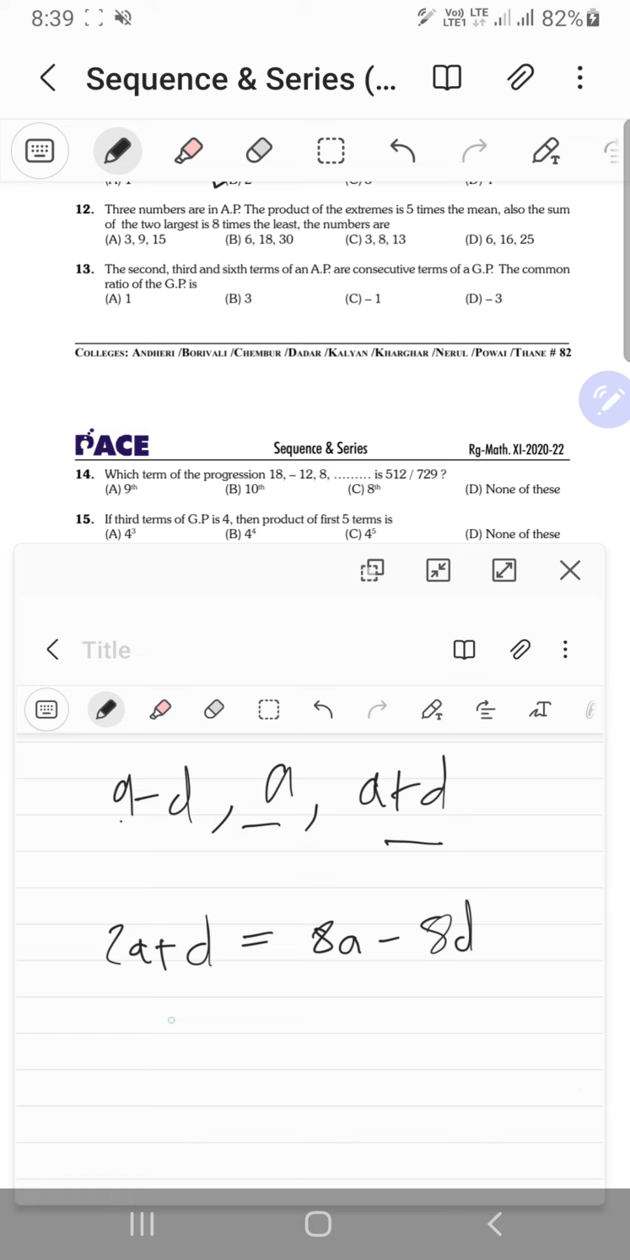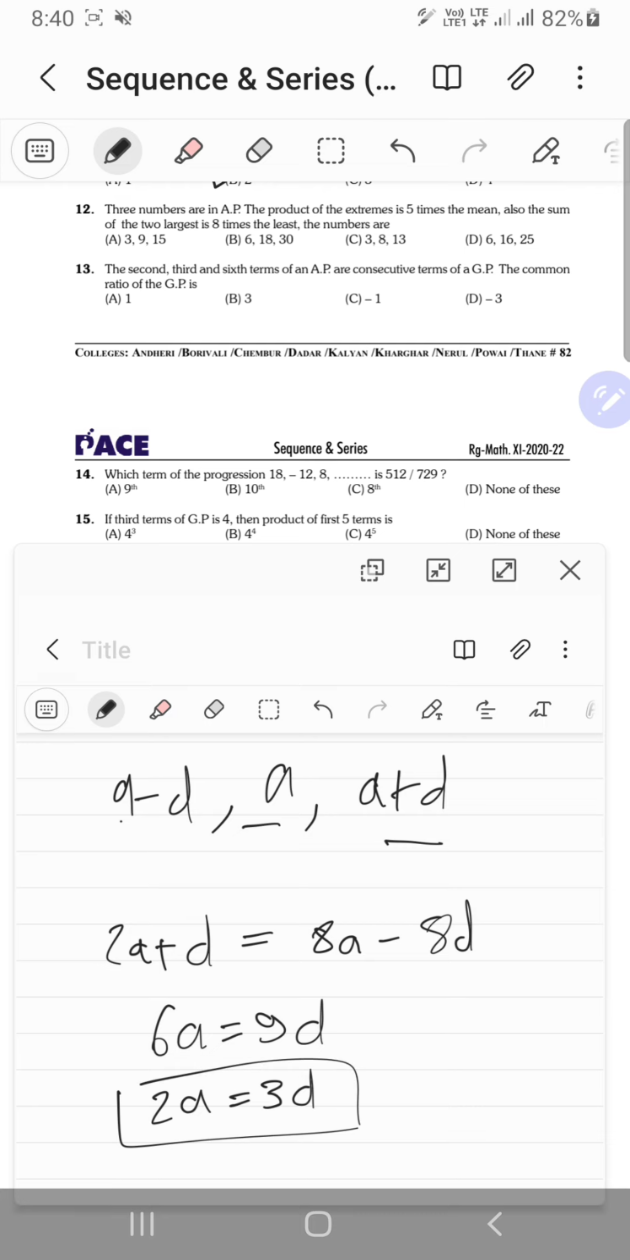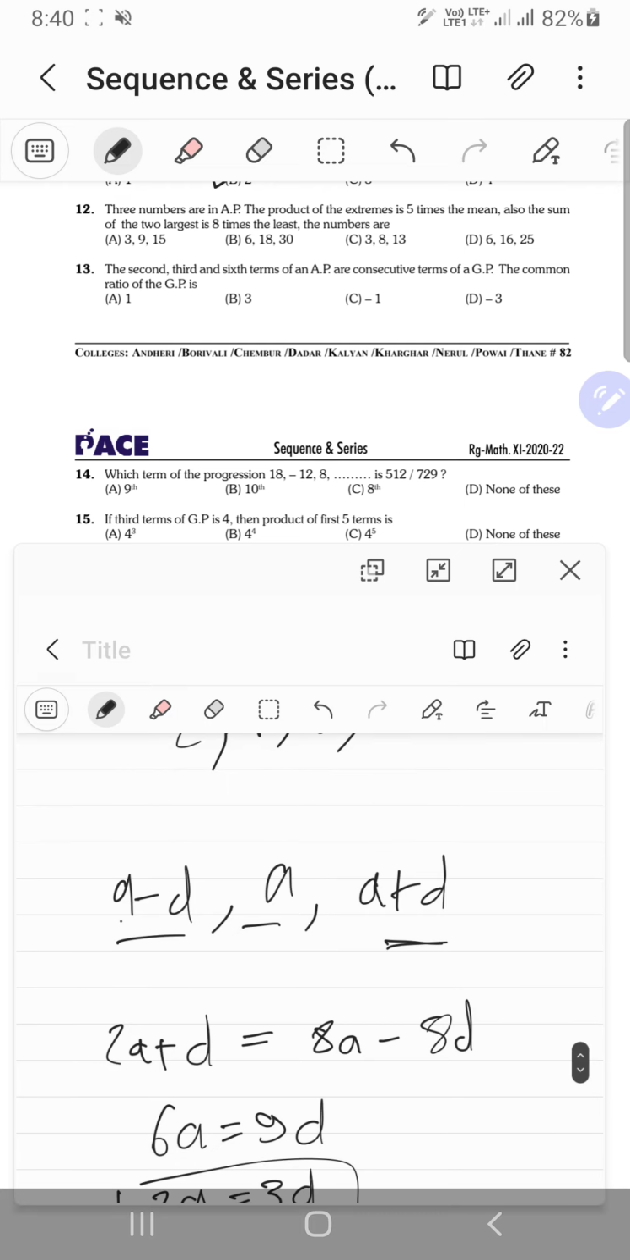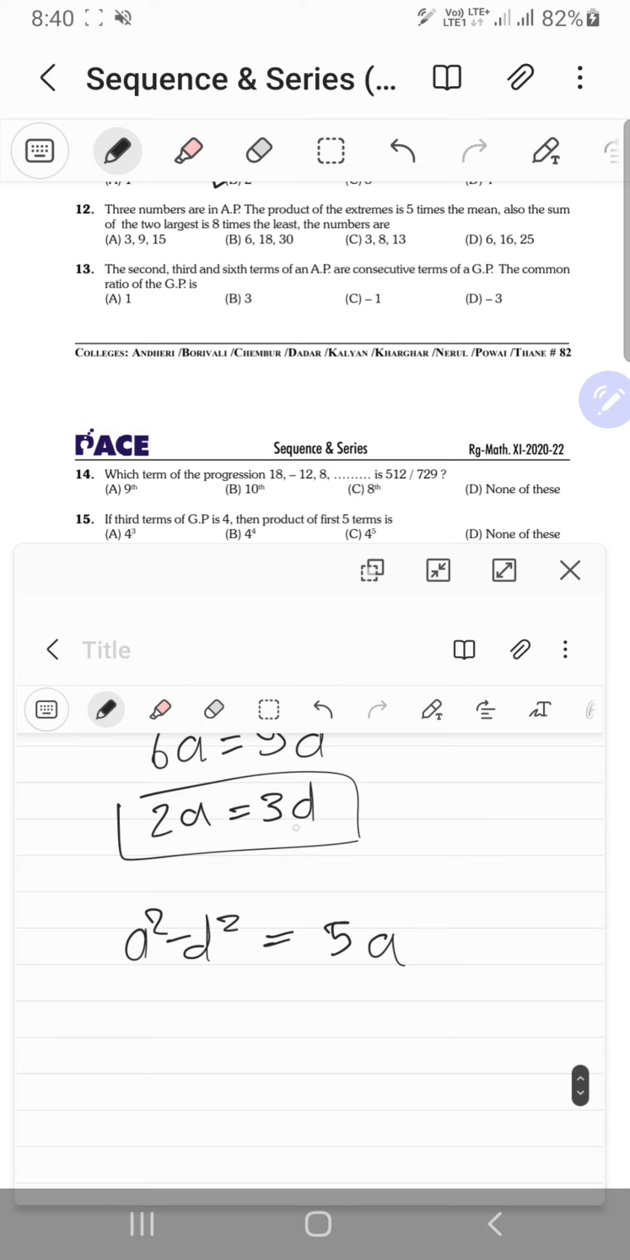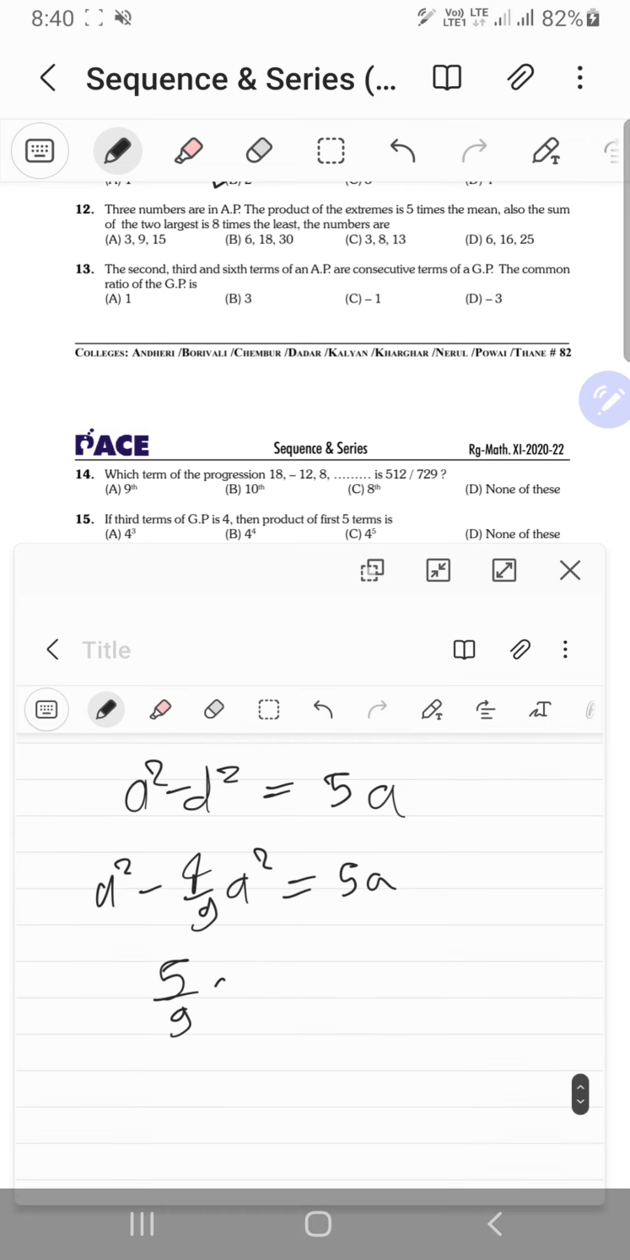That means 6a equal to 9d. So 2a equal to 3d, that's our first equation. And what else was given? The product of the extremes is 5 times the mean, so a squared minus d squared equal to 5a. But now we know what d is, and we just want all of the numbers. So just find out what a should be. Put d as 2/3 of a, so a squared minus 4 by 9 a squared equal to 5a. This would just be 5 by 9 a squared equal to 5a.